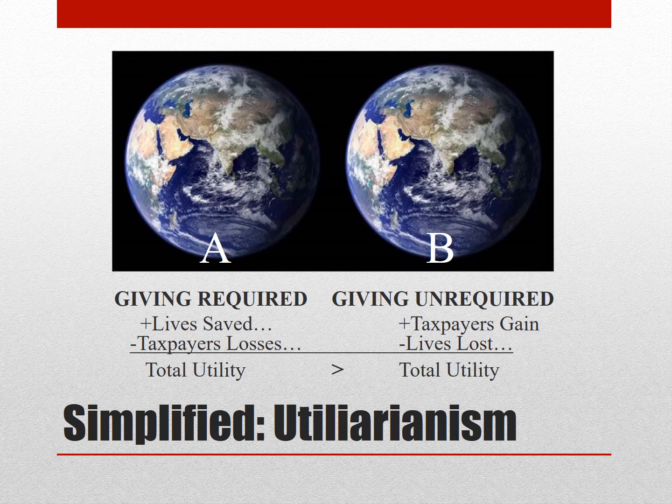Now, for simplicity's sake, if those were the only parts of our calculation, and they're not in reality, we would realize that World A is better than World B. The total utility of requiring taxpayers to pay for food aid is greater than the total utility that would come from a world in which that tax policy is not put in place. In other words, the positives of World A greatly outweigh the positives of World B.